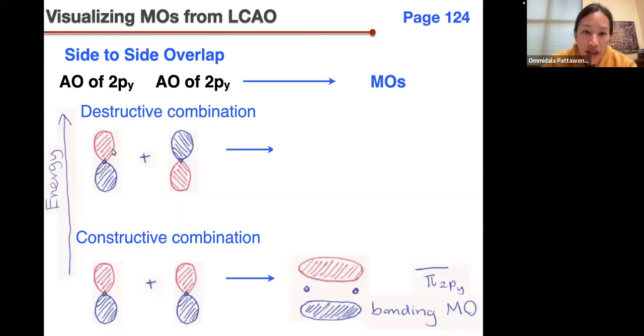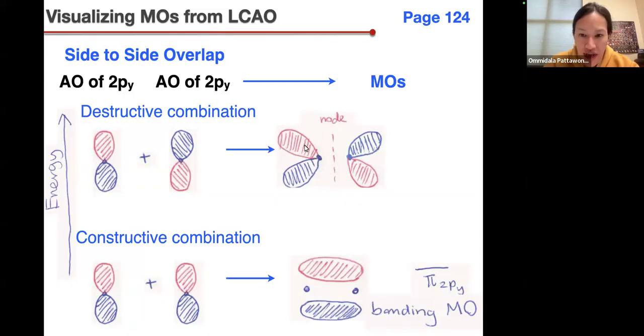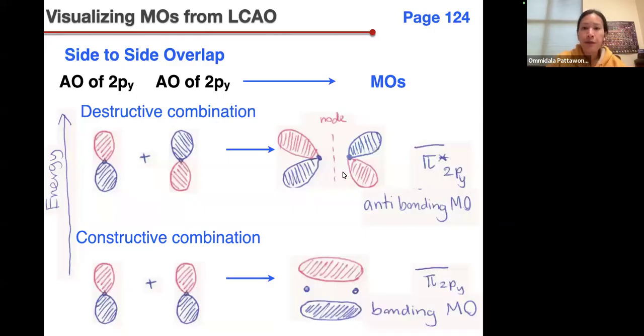When you're looking at the destructive combination, it would be the opposite now. They are going to cancel each other out. If you push these two together, and let's say I don't have the same color here, you are going to cancel the part where they come together. So in this case, it's going to look like this. This side of the p orbital would be canceled, so you're going to have a slight lobe left on the other side. This is still side-to-side overlap, so it's going to form a pi bond. It will be pi star 2p anti-bonding molecular orbitals.